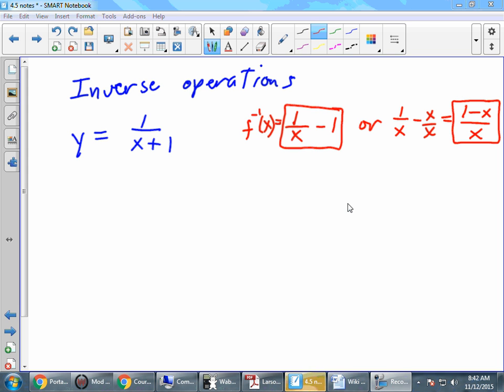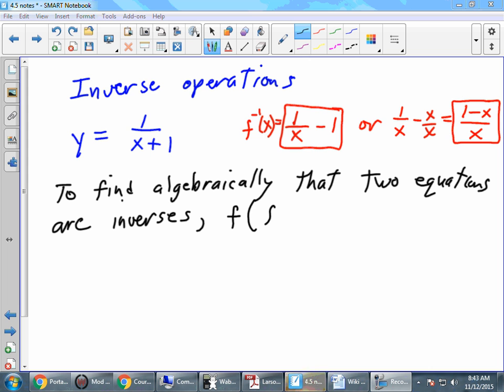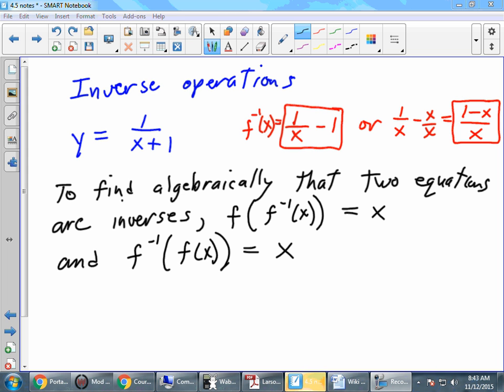So, to find algebraically that two equations are inverses, f of f inverse of x must equal x, and, you guessed it, f inverse of f of x must also equal x. And I know that sounds like a mouthful, but it's really not as bad as you think.